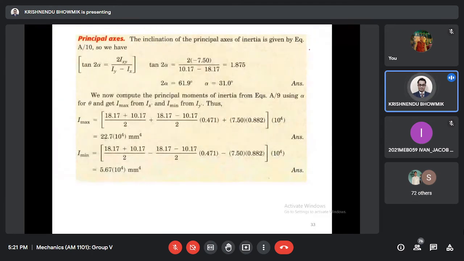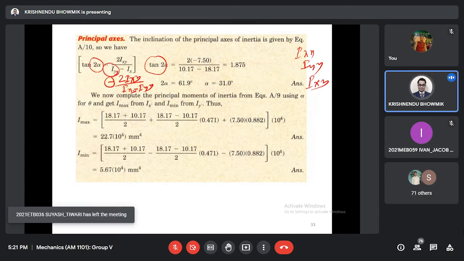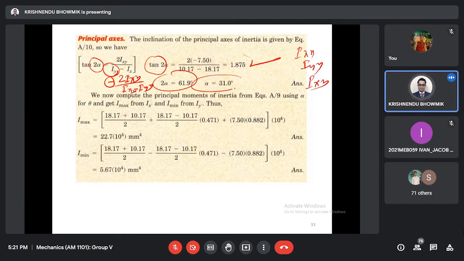Now you know Ixx, Iyy, Ixy, and this angle is alpha. So tan 2 alpha equals 2 Ixy divided by Ix minus Iy. Here it is minus, or maybe you can put Iy at the beginning. You just put in the values, you will get twice alpha, then you can calculate alpha.